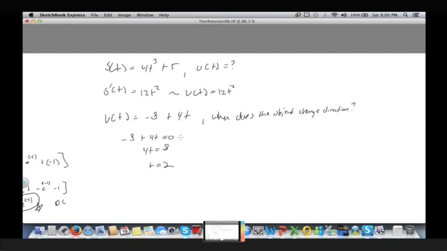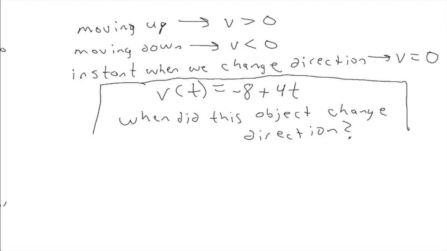So the object changes direction at t equals 2. Right. If I'd given you units, you would put in the units. Your instructor cares about units, but I didn't tell you the units. Maybe it might be seconds. Okay, very good.